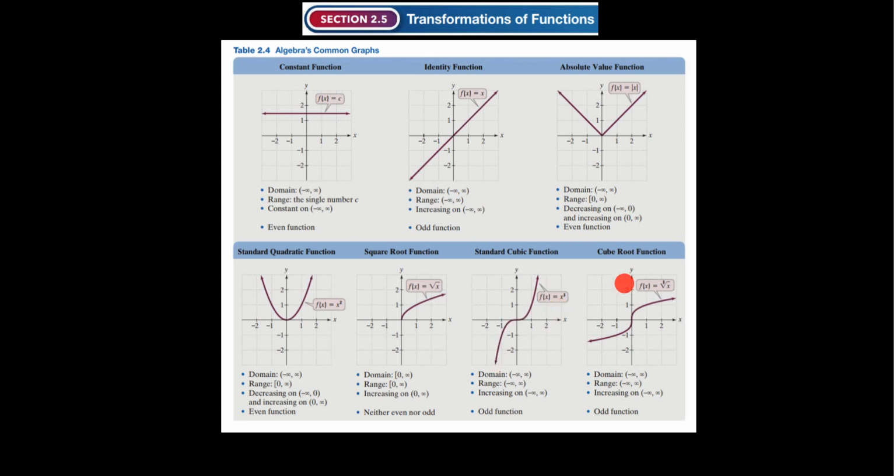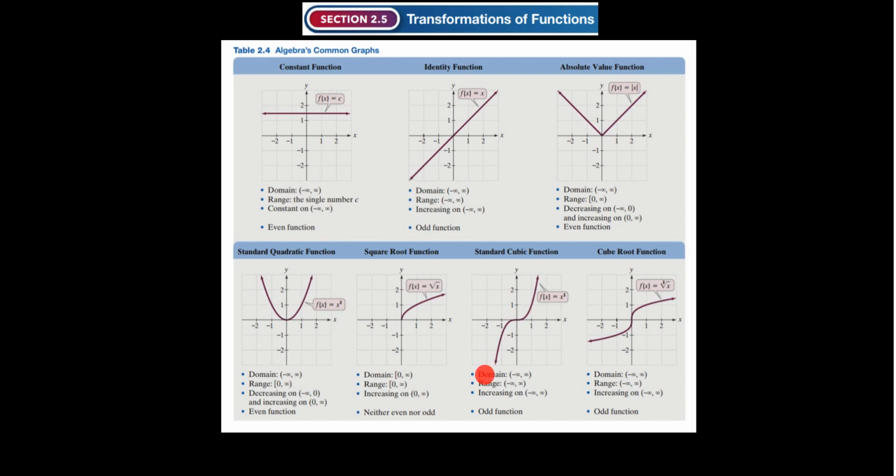Whereas the cube root function is a root. It behaves kind of like the square root function. It shoots off to the right as opposed to shooting up like the cubic function. Of course, it's an odd function, so it's symmetric about the origin like so. Anyways, let's talk about the cubic function here. It behaves like so. The domain is negative infinity to positive infinity. The range is negative infinity to positive infinity.